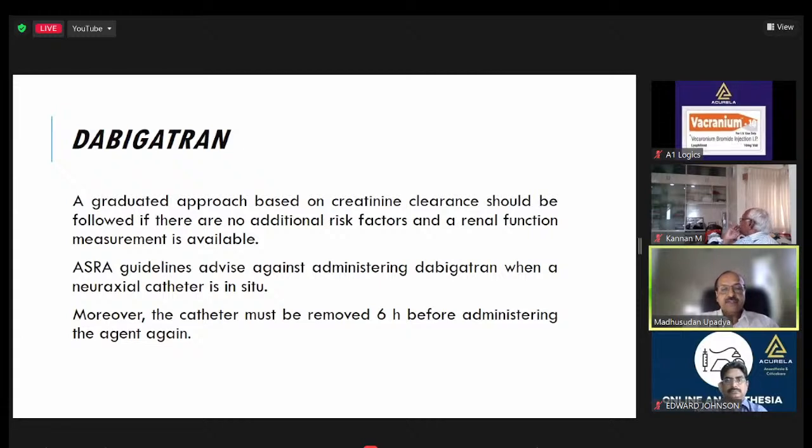ASRA guidelines advise against administering the dabigatran when a neuraxial catheter is in situ. Moreover, the catheter should be removed 6 hours before administering the agent again, or the other way, you have to remove the catheter and then 6 hours later, dabigatran can go into the patient.